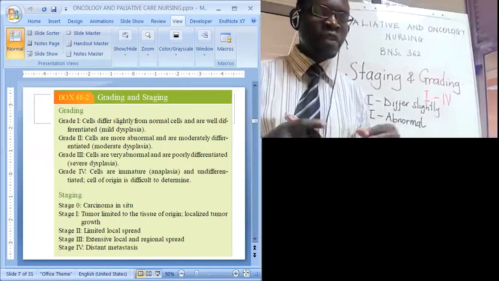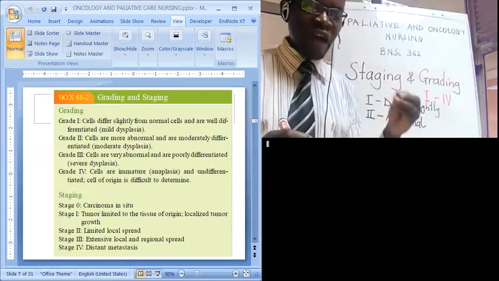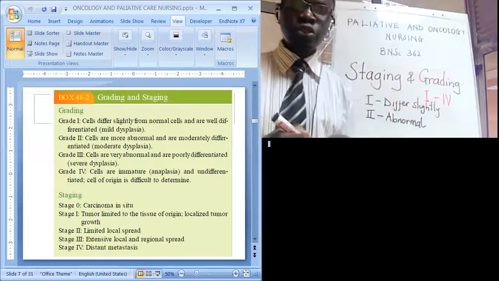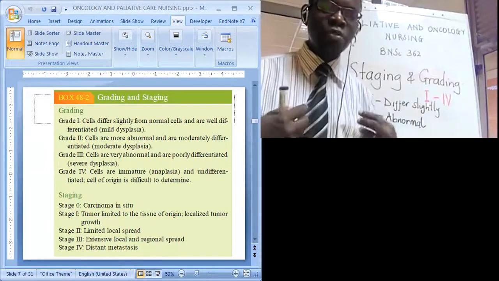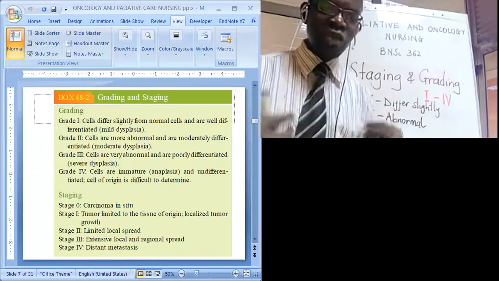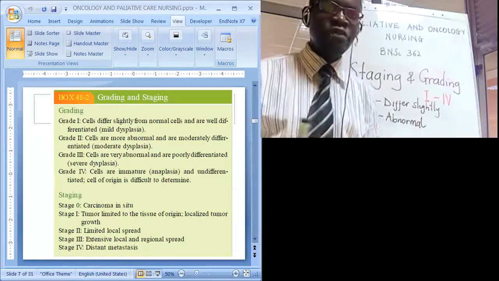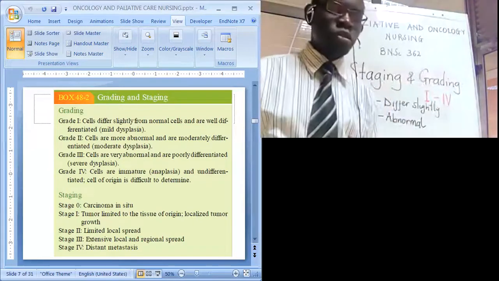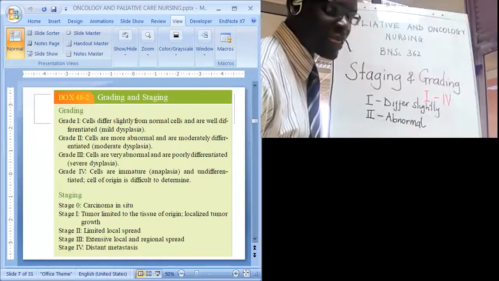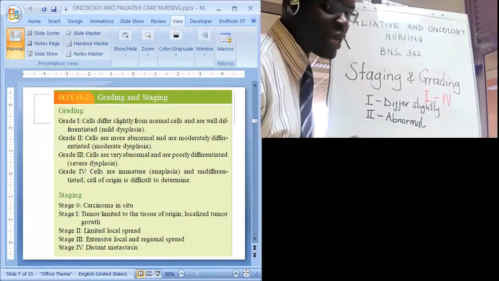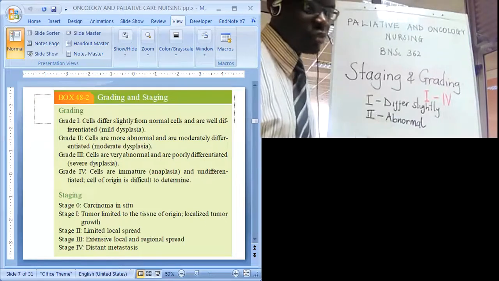Differentiation basically means the cells change to function exactly as they are supposed to function. If it is the cells within the GIT, they are supposed to work just like the cells within the GIT. That is what we call differentiation. They differentiate into their specific functions. So in stage 2, they are abnormal and moderately differentiated, or what we call mild dysplasia.